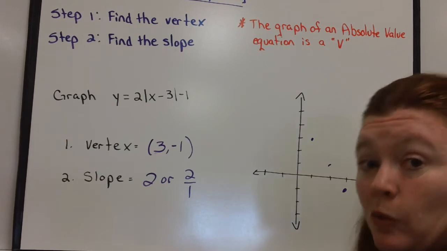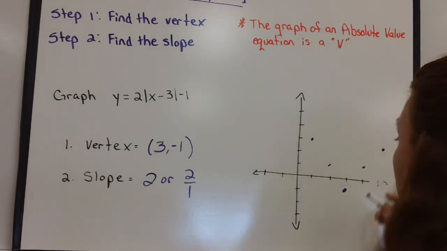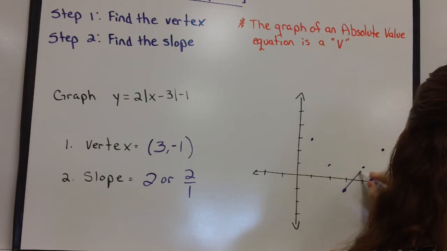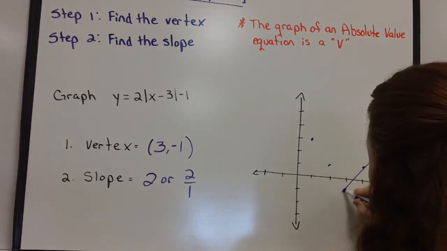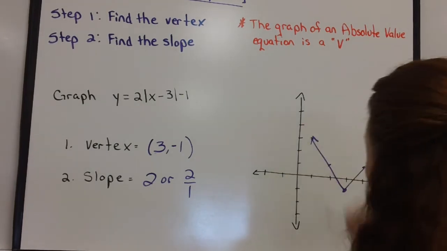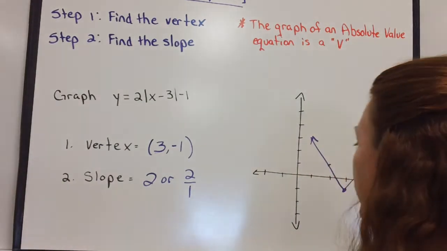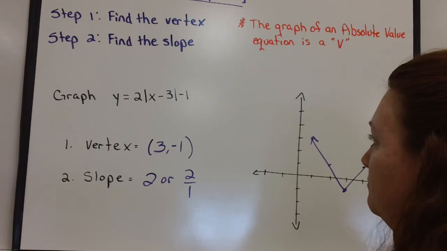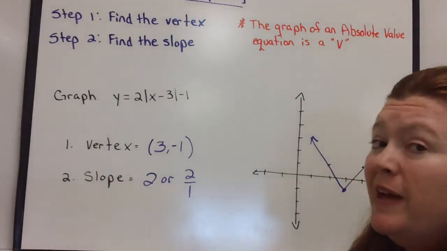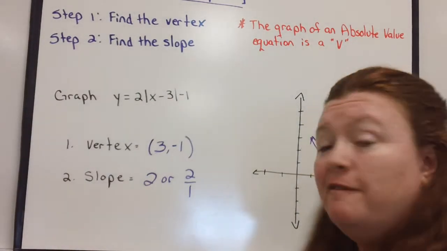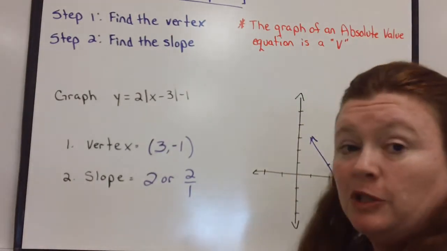And so I can take a ruler or I can hand draw it. We all know how bad I am at that, but I'll do my best. There's part of my V, there's the other part of my V, and do not forget your arrows. Very good. There we go. That's pretty much all we've had to work on absolute value. Find the vertex and be able to graph it.